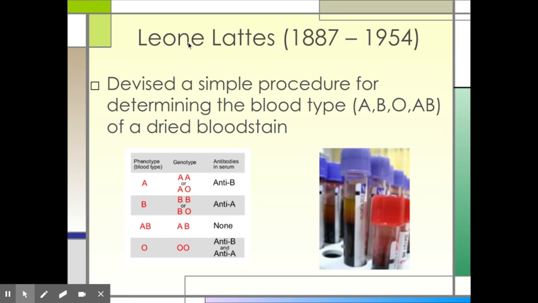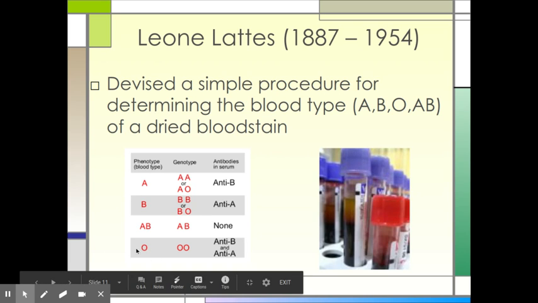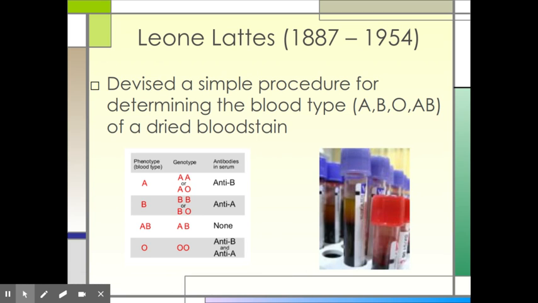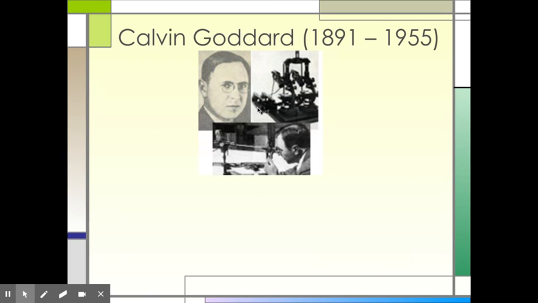Leon Lattice, this is important. Every time there's a major catastrophe, they're always asking, if you've got type A blood, we're low on type A blood, or we need type O, the universal blood type. Okay. Leon Lattice, 1887 to 1954, devised a simple procedure for determining blood type. So that's kind of a big deal in criminal science. If you've got a blood stain or a pool of blood that might come from two different people, one being the victim, one being the suspect, it might be important to know what blood type it is. Again, you're using all of this evidence to narrow down your list of suspects. Okay, so Leon Lattice and his blood typing.